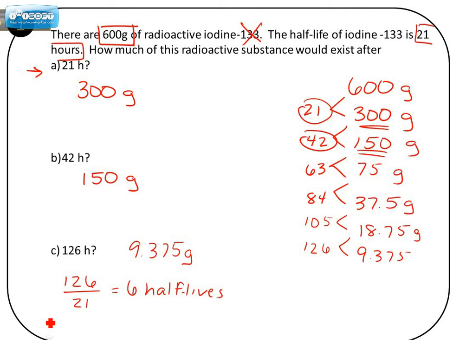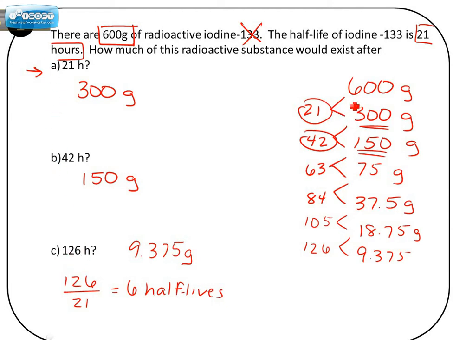Okay, number 1, after the example problem, there's 600 grams of radioactive iodine-133. The half-life of iodine-133 is 21 hours. How much of this radioactive substance would exist after 21 hours, 42 hours, or 126 hours? So keep in mind that the number after the element is irrelevant to the question. It doesn't matter. So let's start with 600 grams. We cut that in half and in half and in half and we just keep going. And then we start looking for where we can fill in blanks.